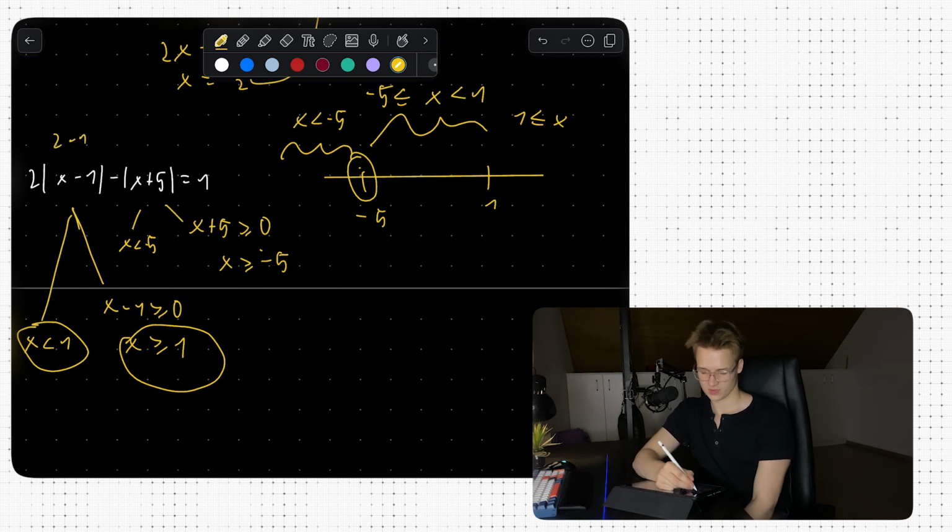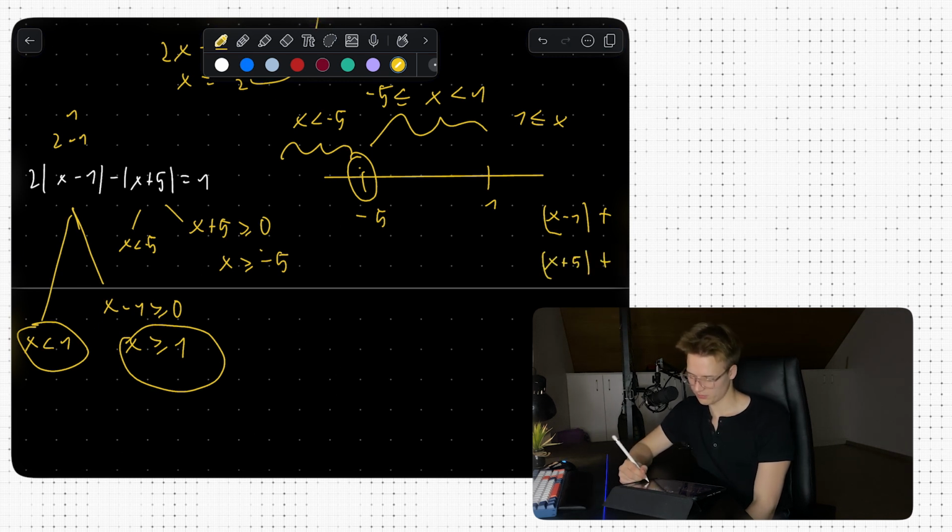Let's choose 2. 2 minus 1 is 1, so it's going to be greater than 0. You don't need to put the negative sign in front of it. So x minus 1 is going to be positive. And if we choose 2 here, 2 plus 5 is 7, so x plus 5 is also going to be positive.